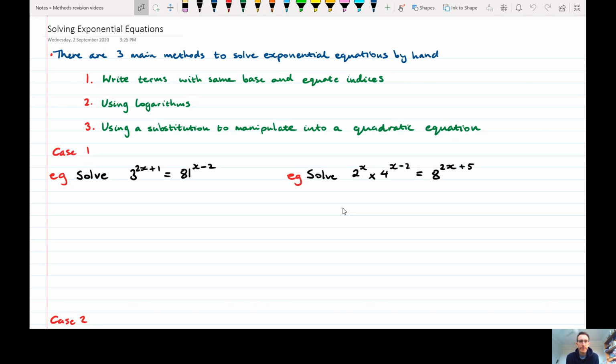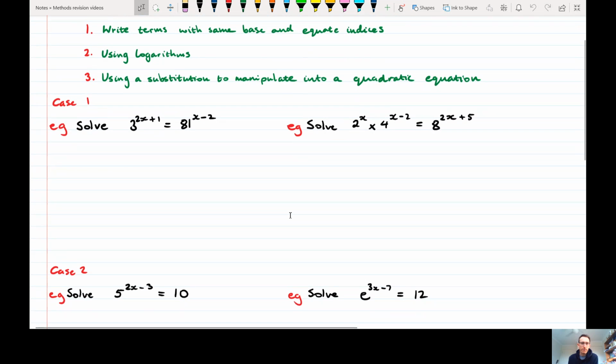you're going to see. One is when you're going to write all the terms with the same base. That's usually the easiest case. Using logarithms, which is not too hard, and the last one is using a substitution. It's kind of like a quadratic in disguise as such. You can't say it's a quadratic, but really it is. So with that in mind, let's go through the three cases with some examples.